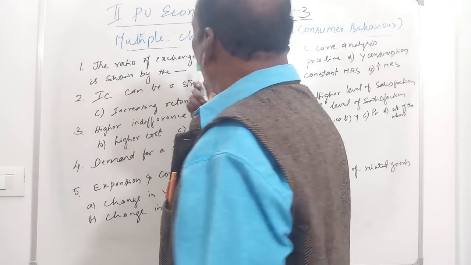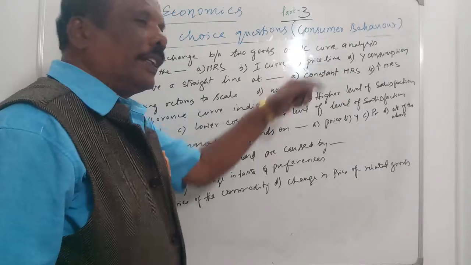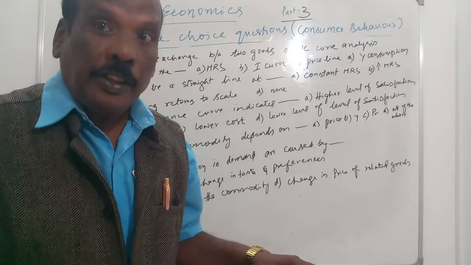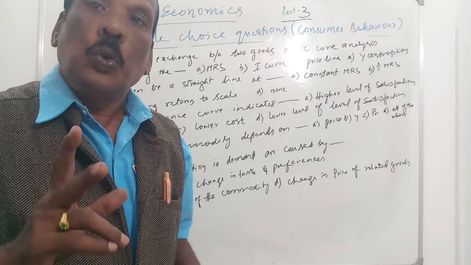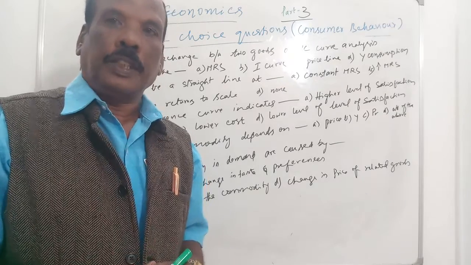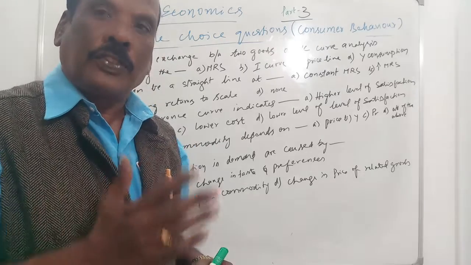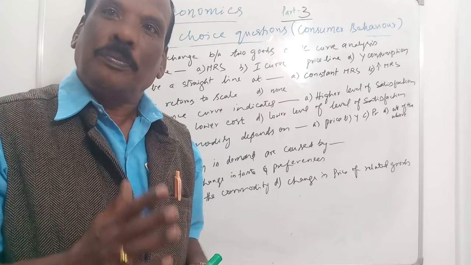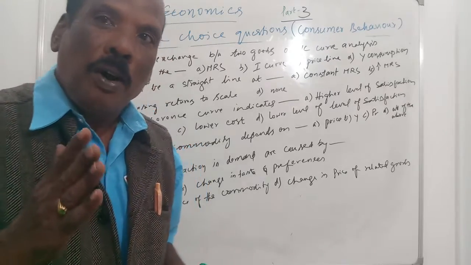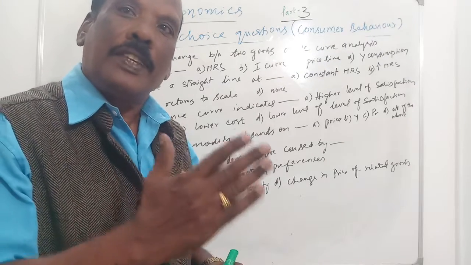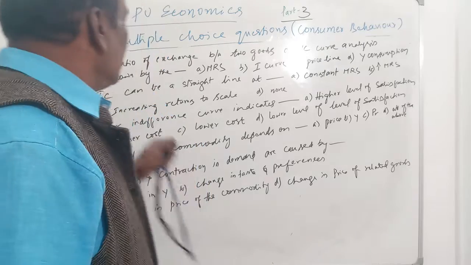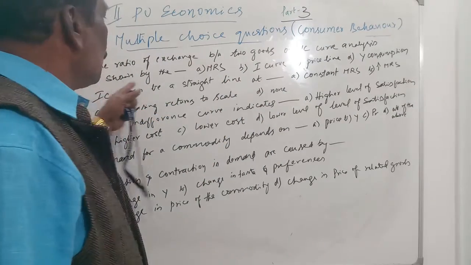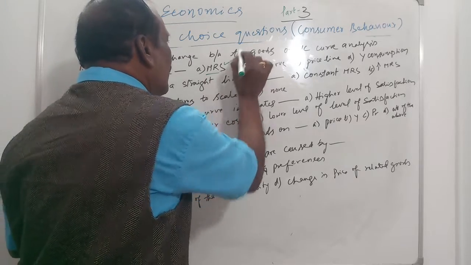The question is, the ratio of exchange between two goods in IC curve analysis is shown by the ratio of exchange. You know, in this analysis we use a two commodities model. The consumer consumes a combination of two goods. When he increases the consumption of one good, he has to forego the consumption of the other good. And that is called marginal rate of substitution, MRS. It is the rate at which one commodity is exchanged for another commodity. So here the ratio of exchange between two goods in indifference curve analysis is shown by MRS, that is the right answer.